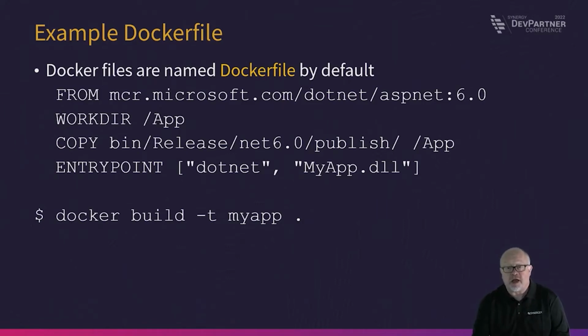By default, Dockerfiles are named Dockerfile, but you can use a command line option to change that if you prefer. At the bottom of the slide, you can see an example of a docker build command that will read the file and produce a Docker image. The -t option tags or names the image.